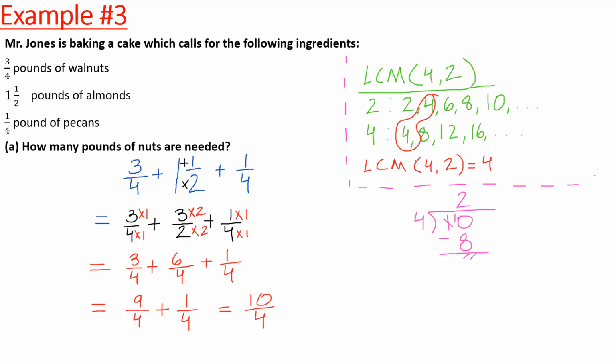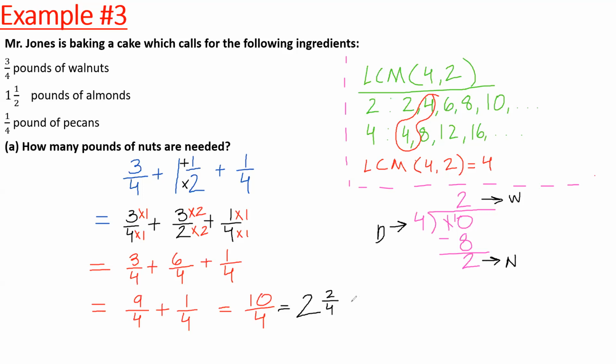And so our answer, because notice now, what is our whole number? The whole number is 2. What is the numerator? It's 2. And the denominator is 4. And so it's going to be equal to 2 and 2 over 4.